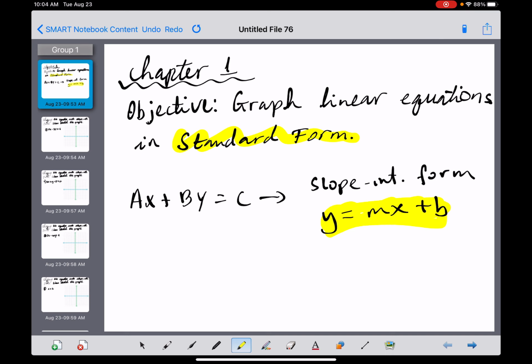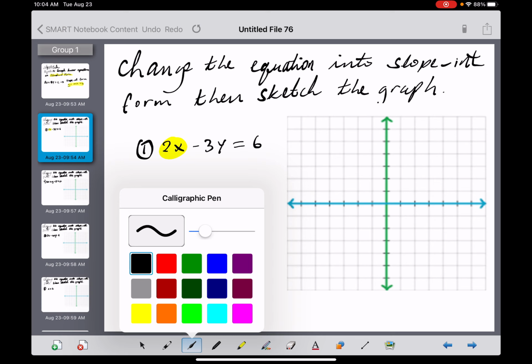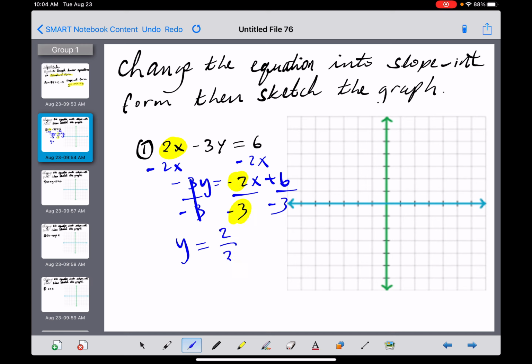Okay, so let's look at number one. In number one, it is in standard form, so we need to change the equation into slope-intercept form, and then we graph. Step one, I'm going to move the 2x to the other side, so subtract 2x. Then I get negative 3y equals negative 2x plus 6. Then divide everything by negative 3. Then I get y equal to, negative over negative, that's a positive 2/3 x. And then we have a positive over negative, so that's going to give us a negative 2.